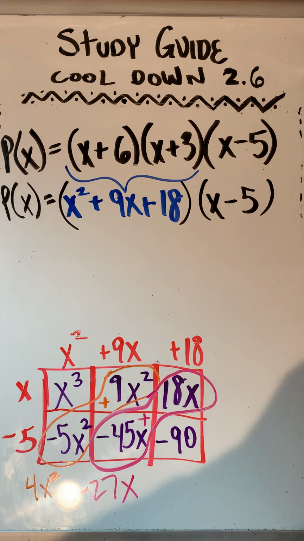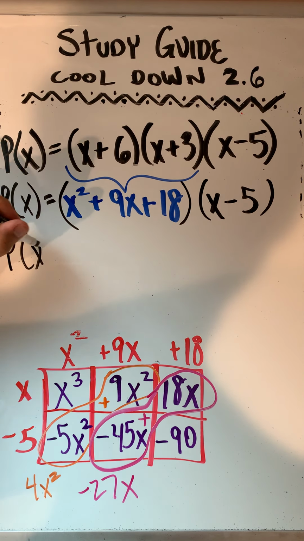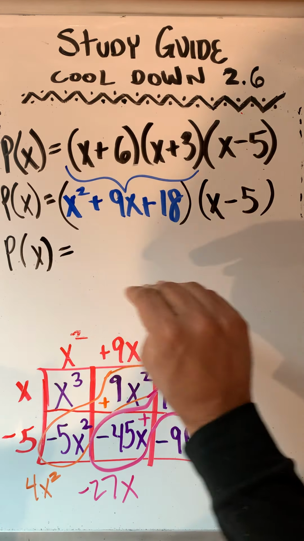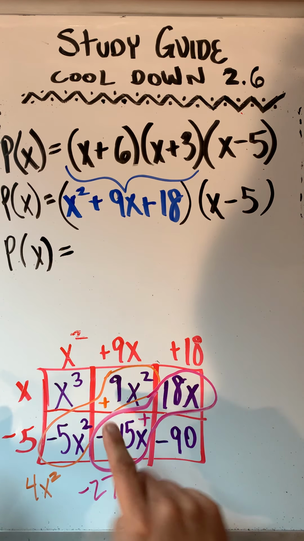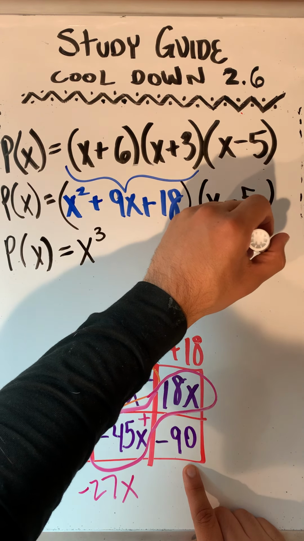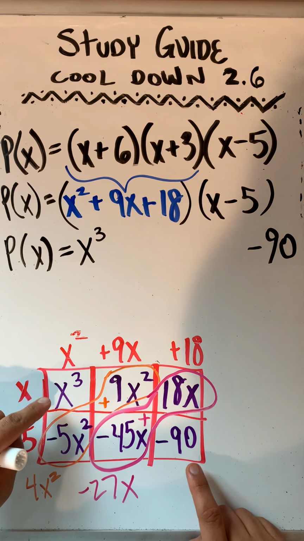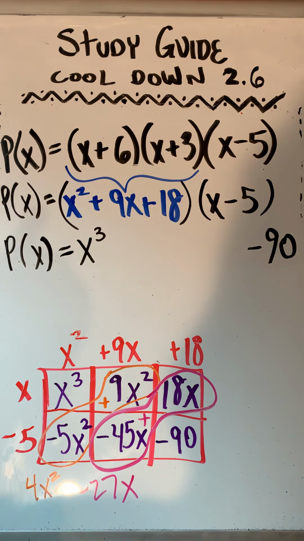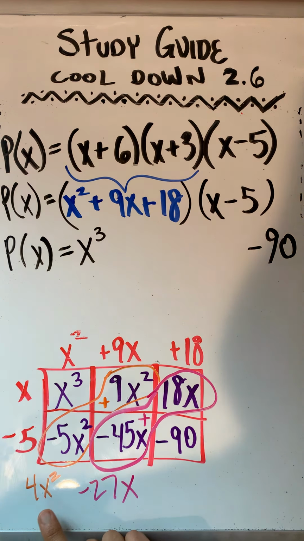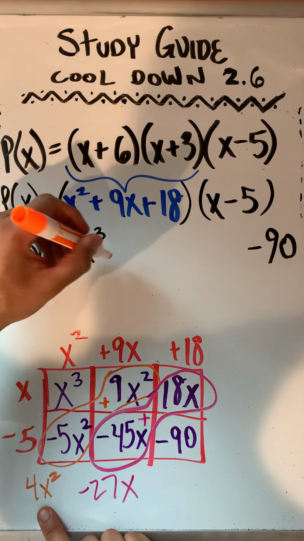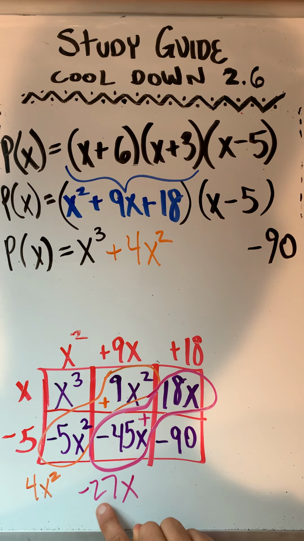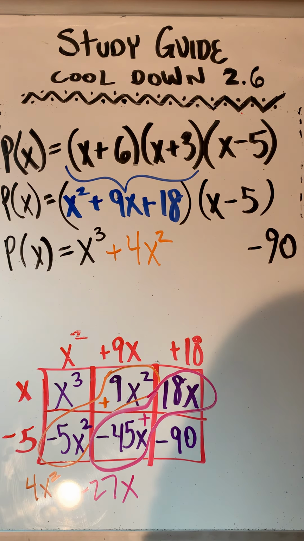Okay. So the product of this trinomial and this binomial are all here. So I'm going to write the x cubed here. I'm going to write the negative 90 at the very end. Nothing has been done with these uncircled values. They just stay the same. Leave them alone. Okay. Now the 4x squared was a positive 4x squared. And the negative 27x was negative.